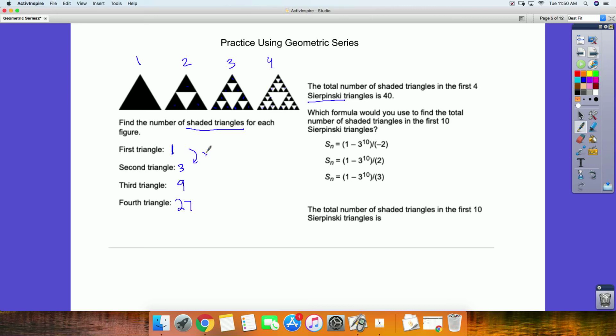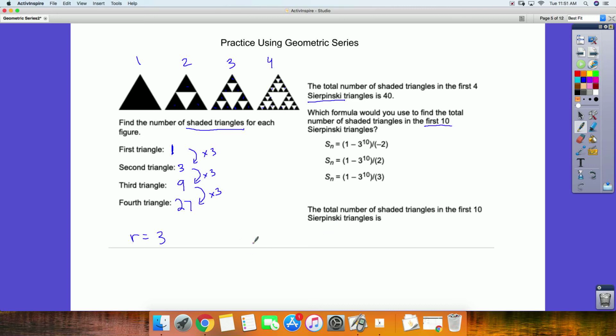Each time it multiplied by 3. So that means our common ratio is 3. And they tell us if we were to use our formula from the last page and added all these up, there's a total of 40 triangles in the first 4. But now they want to know which one of these formulas is the correct one to find the first 10.